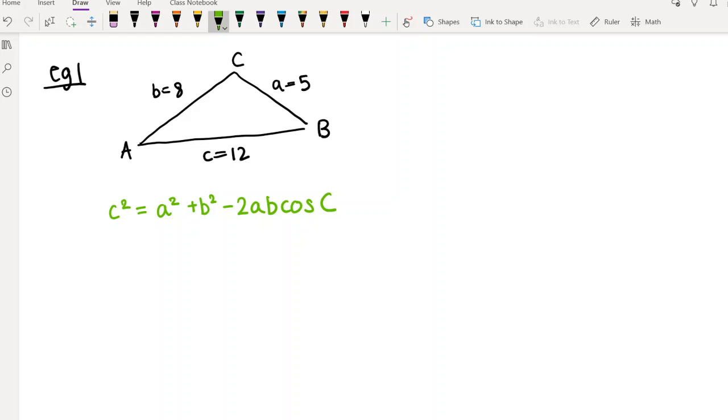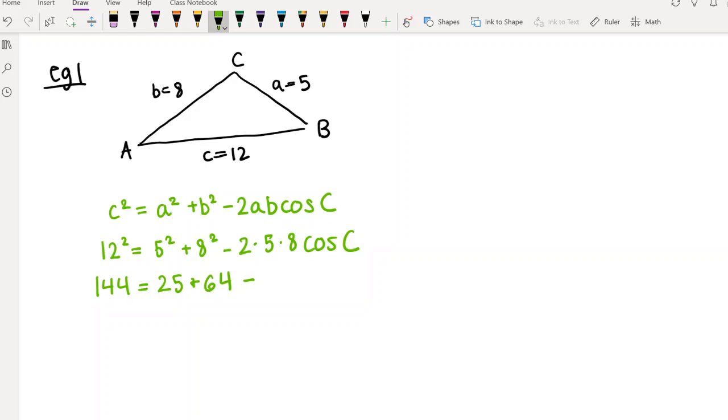So let's start putting in some information. We know that C is 12. So we have 12 squared is equal to 5 squared plus 8 squared minus 2 times 5 times 8 times cosine of C. So we have 144 is equal to 25 plus 64 minus, so 2 times 5 is 10, so minus 80 times cosine of C.